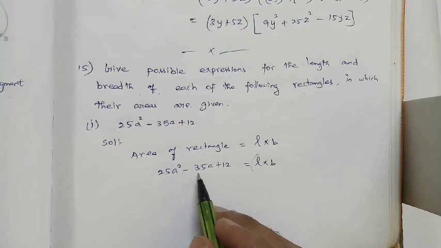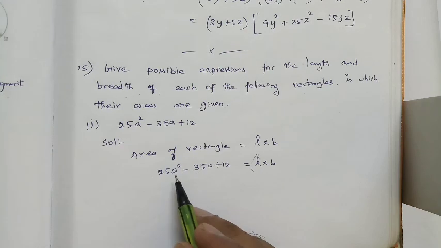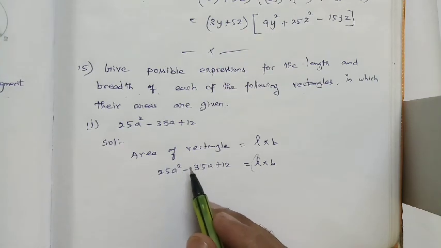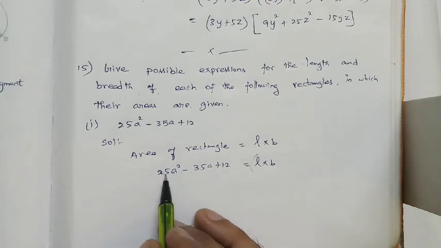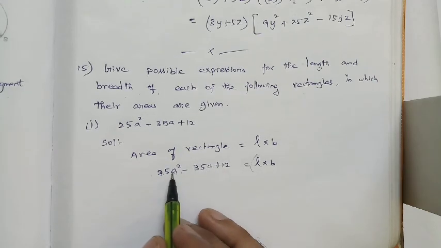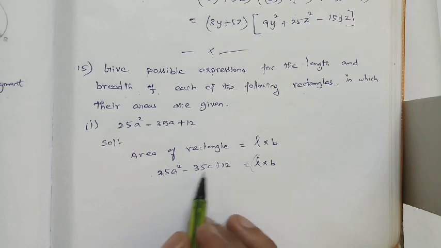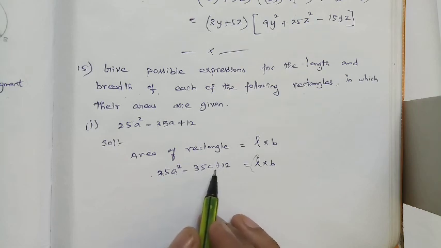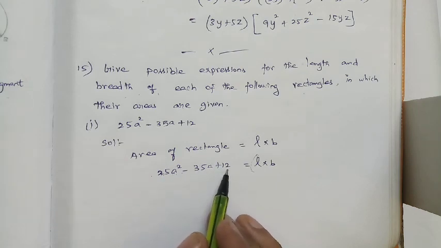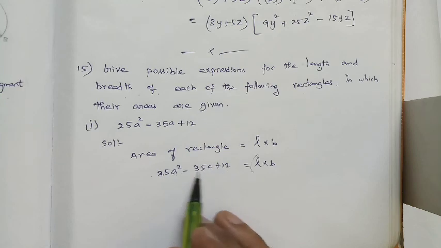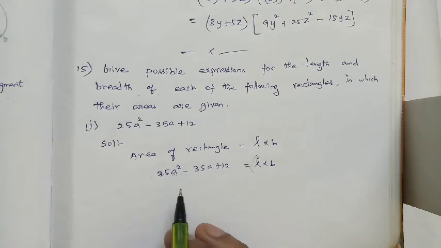But for that also we have a condition: among the three terms, two terms must be square terms. Here 25a square, 25 is a perfect square number and a square is a perfect square. Any other perfect squares? 35a is not a perfect square, 12 is also not a perfect square, so we can't use it. But I already told you that.